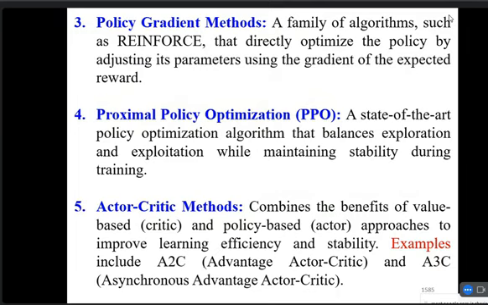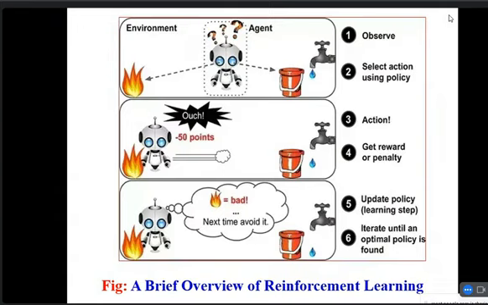Then we go for actor critic methods. It combines the benefits of value based, called critic, and policy based, called actor, approaches to improve learning efficiency and stability. Examples include A2C, advantage actor critic, and A3C, asynchronous advantage actor critic. That is called the A3C algorithm.